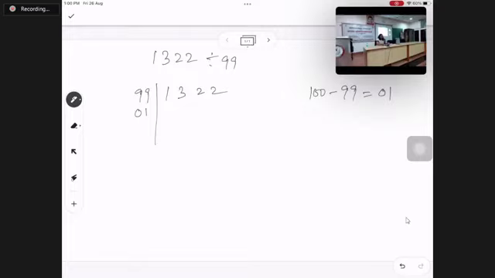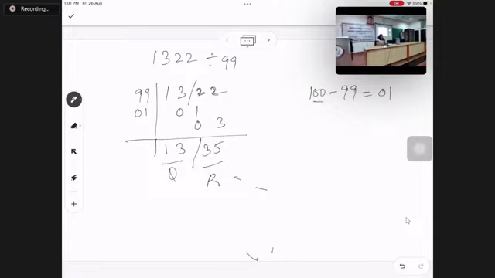So now divide 1322 by 99. The modified divisor is 01. The base has 2 zeros, so again you count 2 and put a slash here. Let us start. First number as it is, 1. Then 1 into 0 is 0, 1 into 1 is 1. 3 plus 0 is 3. Put a slash. 3 into 0 is 0, 3 ones are 3. 2 plus 1 is 3, 3 plus 2 is 5. So this is the answer. 13 is the quotient and 35 is the remainder.